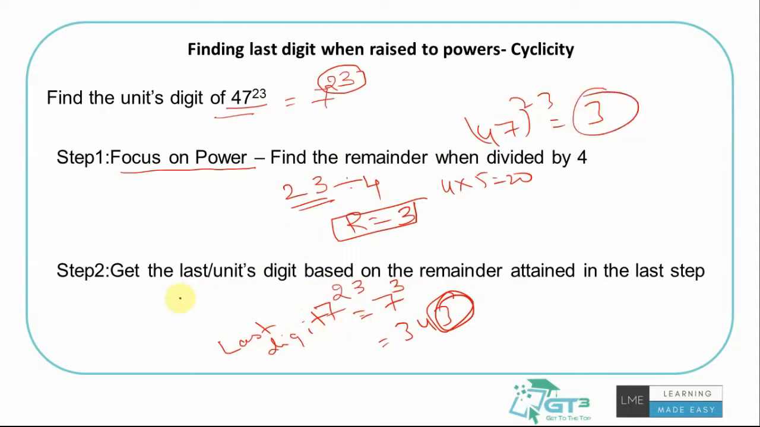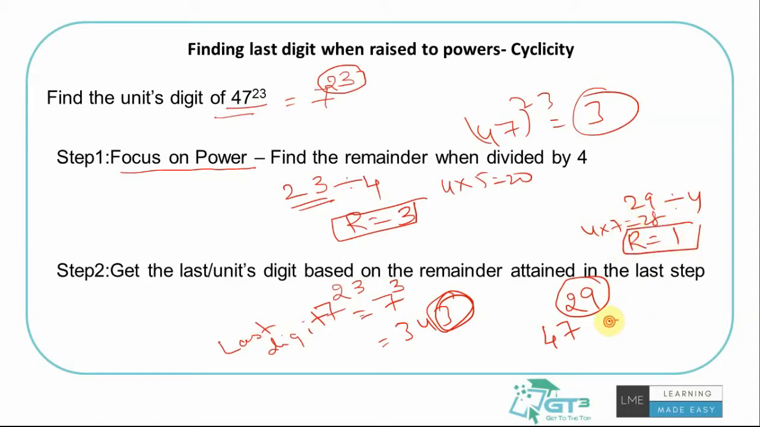So the last digit of 47 power 23 is also 3, right? Let's say the question was 47 power 29, just for our understanding. Again, focus on the power: 29 divided by 4. The remainder is 1, since 4 sevens are 28, the closest multiple.